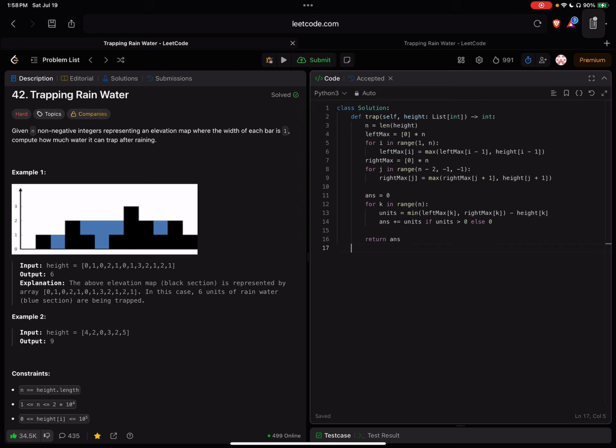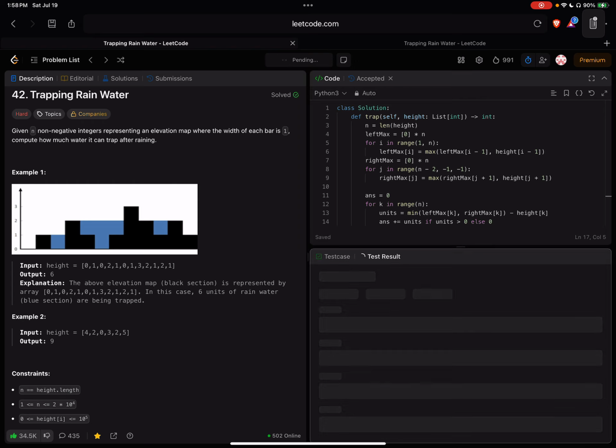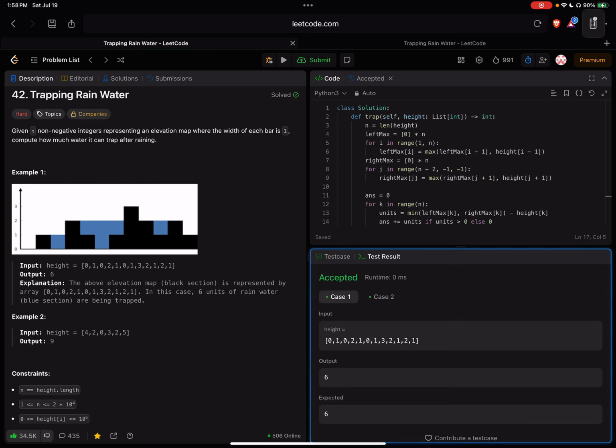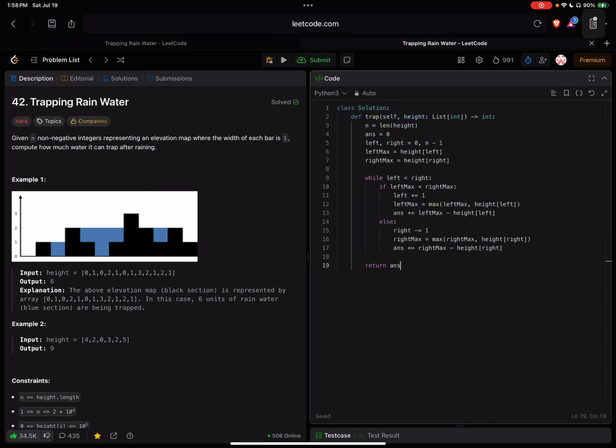All right. So, this is the code for order of n space. You can see at line number 7 and at line number 4, we are declaring the left max array and right max array, and the computation is getting done. I'll just run this code and you'll see that the test cases have been accepted as they should be.